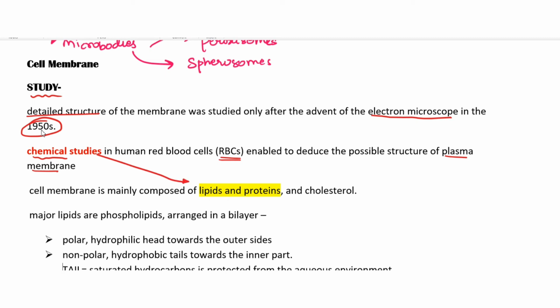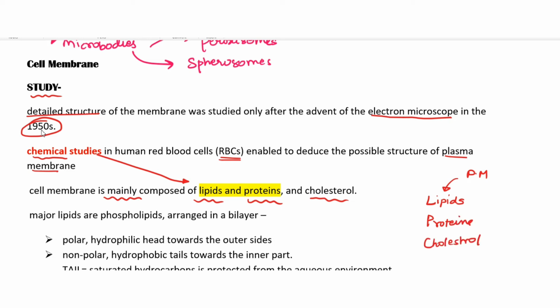And from the chemical studies, we came to know that cell membrane is composed of many lipids and proteins and also cholesterol. So what is the plasma membrane or cell membrane composed of? Lipids, proteins and cholesterol. As of now, only this much we've seen. Okay. And these lipids are phospholipids.